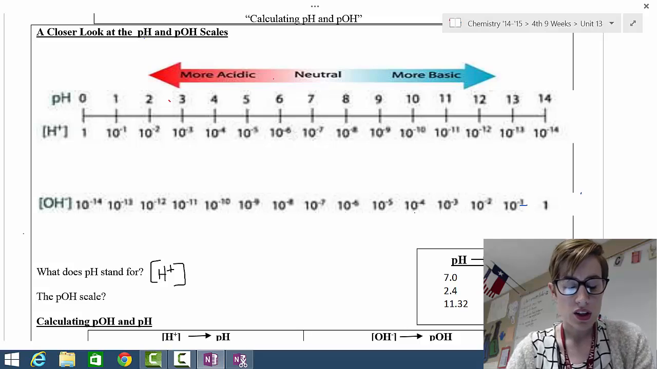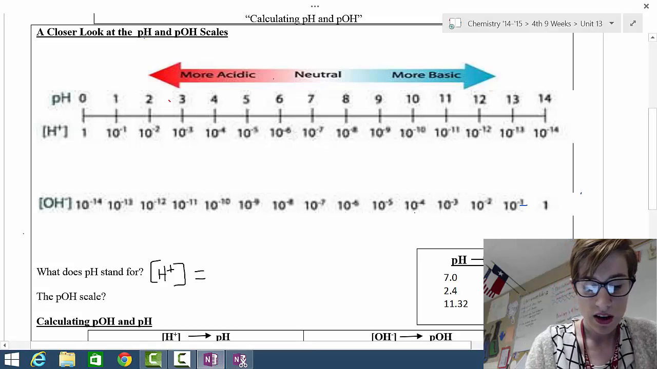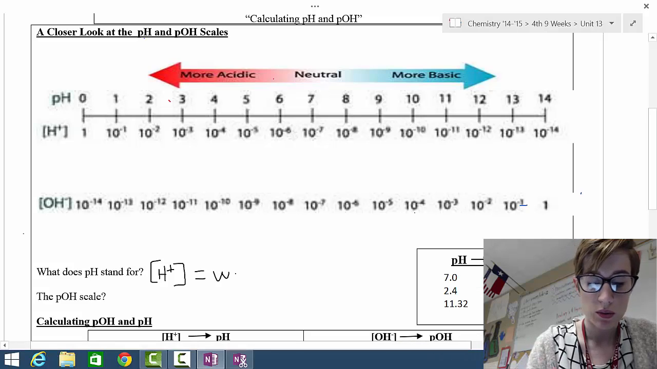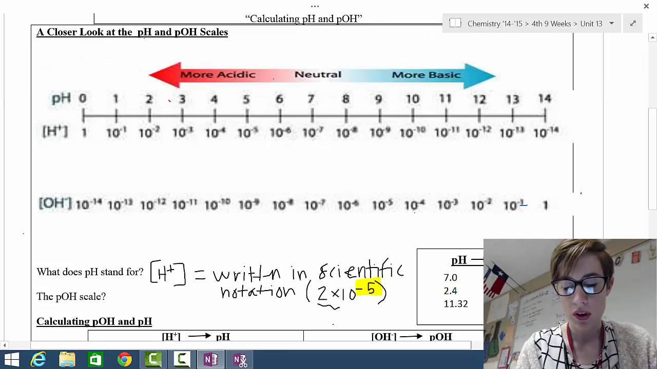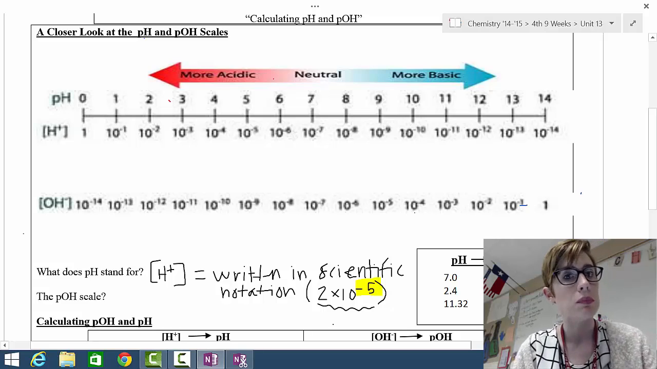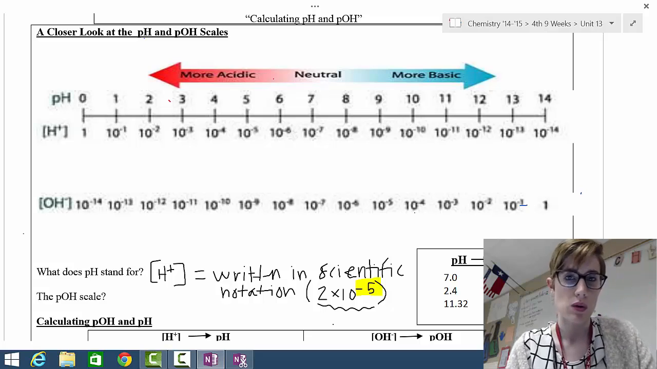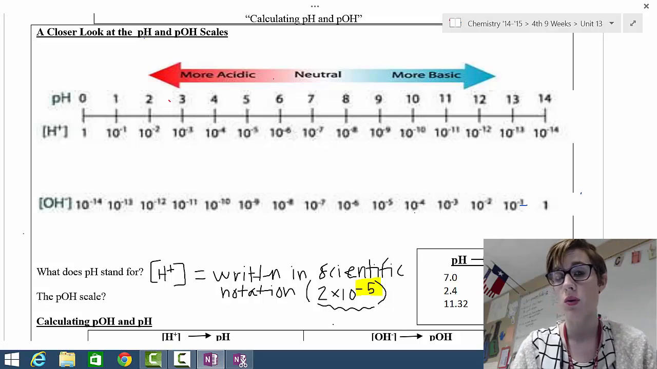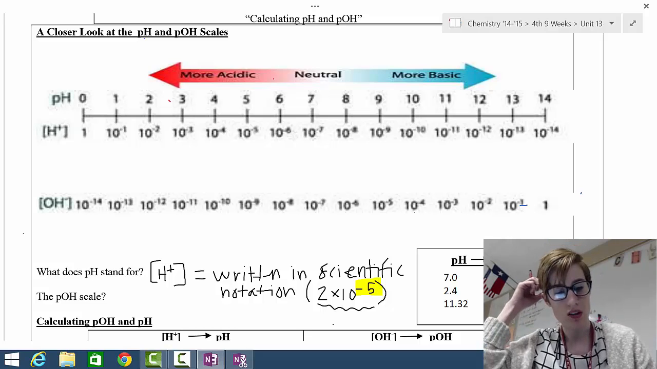Usually the concentration of hydrogen ions is written in scientific notation. And the reason why it's written in scientific notation is because the concentration is usually a really, really small number. So what I wrote here for you would be kind of an example of what a concentration number might look like. It'll usually be a number. It could be any number. I wrote 2, but it could be any number. And then it'll be times 10 to some power. And then the power or the exponent will always be a negative number because concentrations are really, really small numbers.